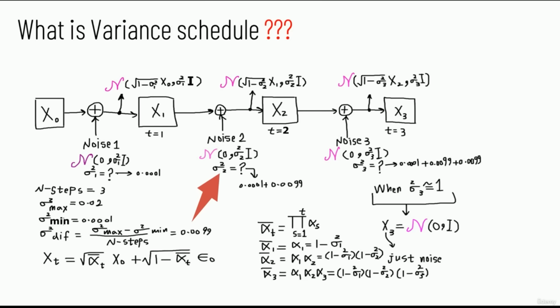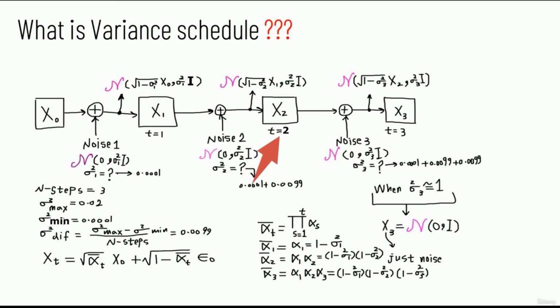And the value of the variance of noise 2 will be equal to the value of the variance of noise 1 plus the step size. We will talk about how to compute the step size or variance difference later. So now we have this Gaussian distribution that we will use to get the value of x2 variable.